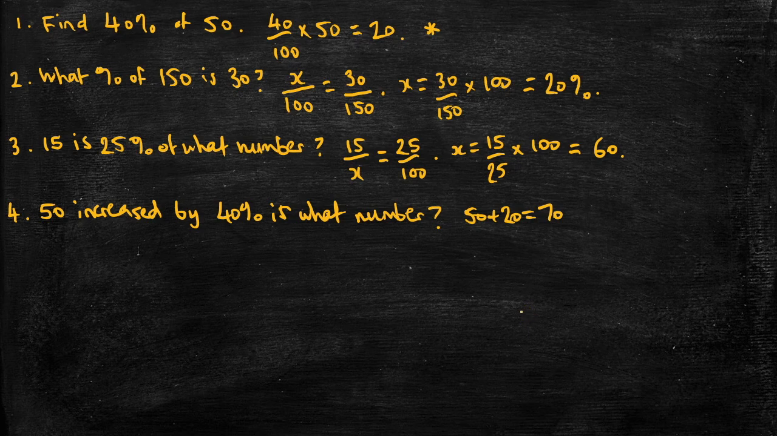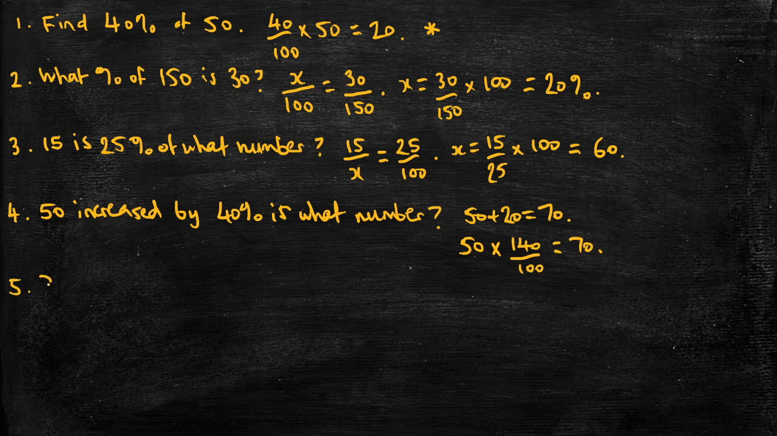That's one way of solving this problem, but we can actually solve it in a single step by multiplying our number 50 by, since we're increasing by 40%, 140 over 100. That will increase 50 by 40%. And if we do that calculation, we get the same answer, 70.